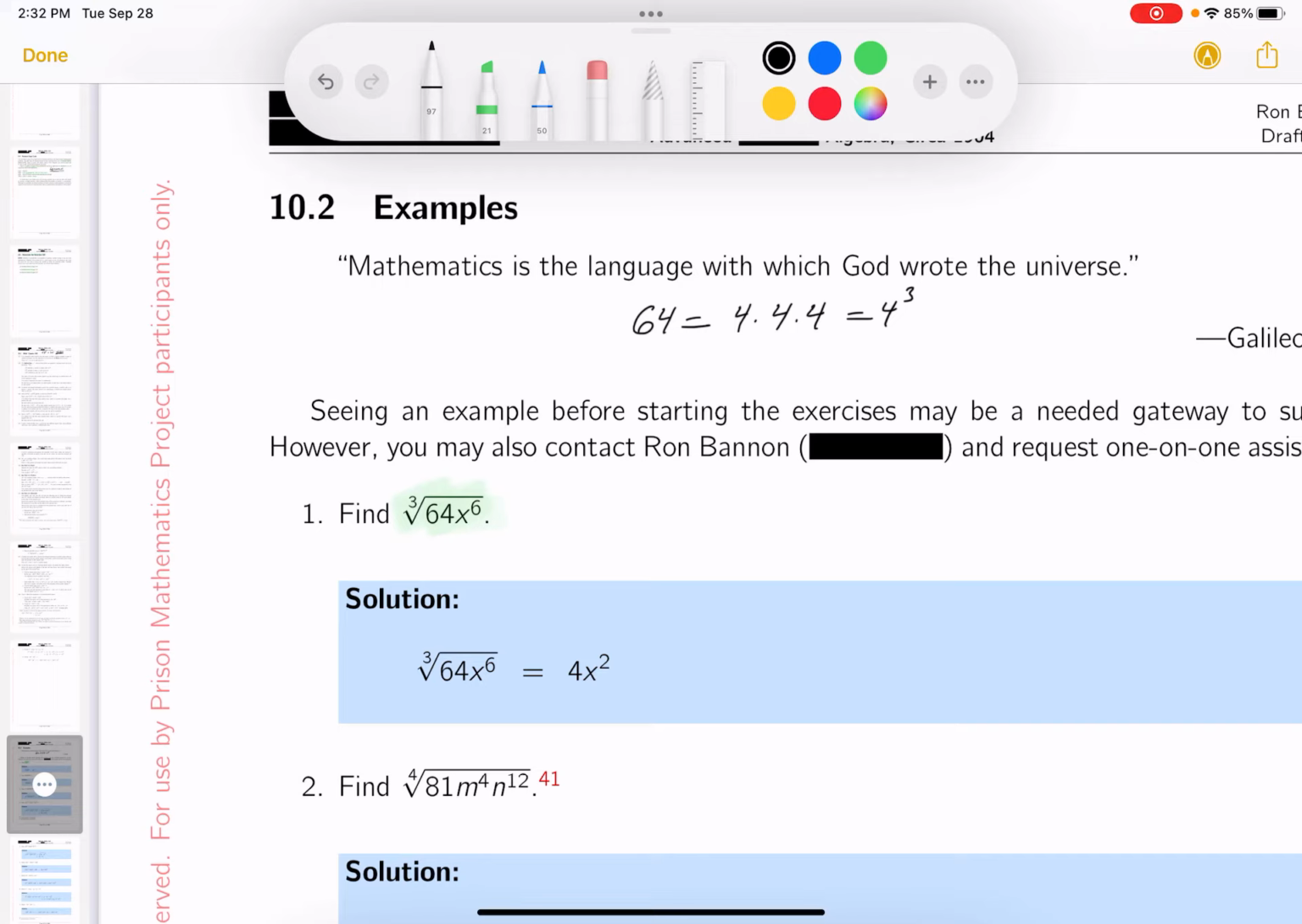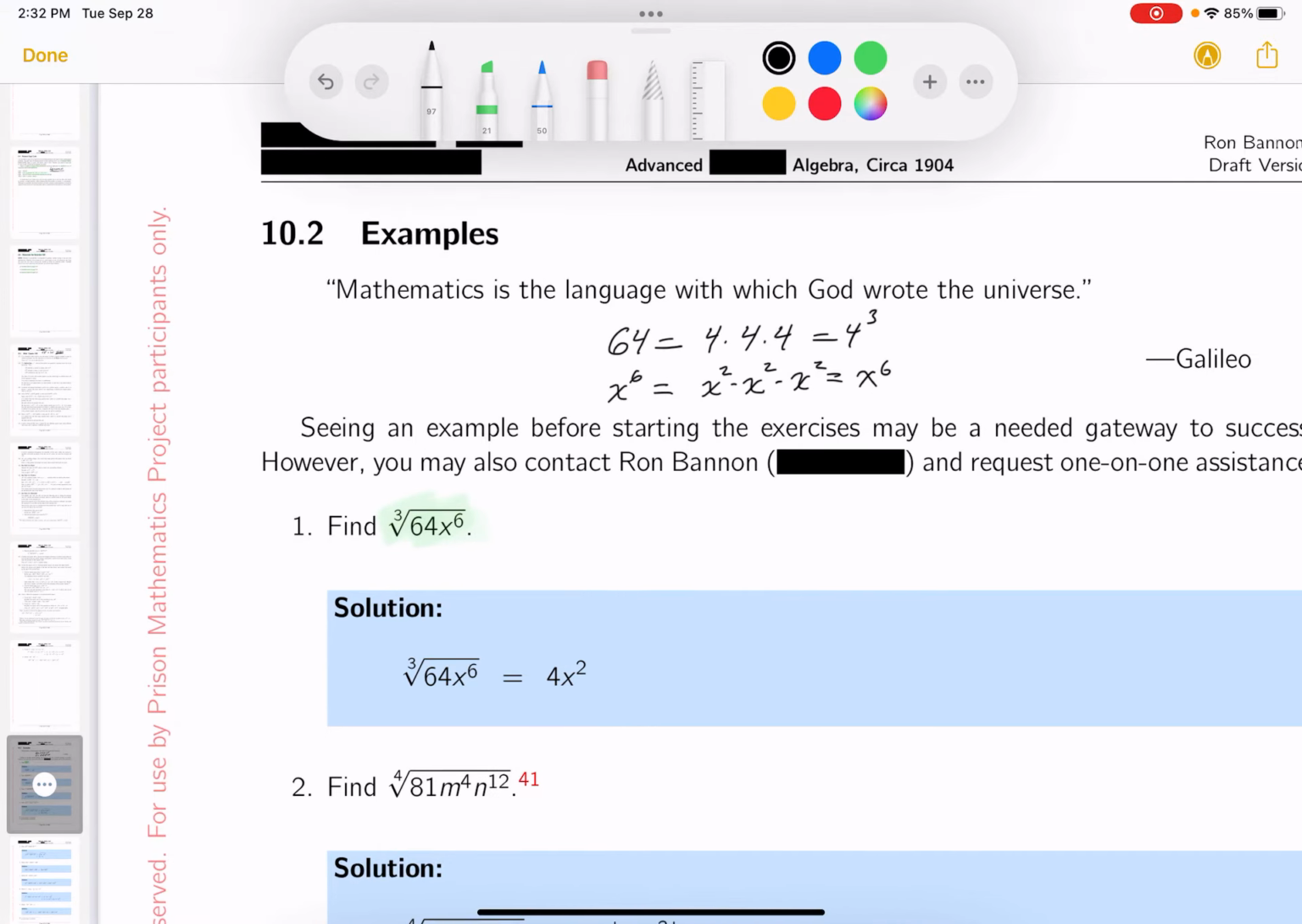And I'm going to say x^6 is also a perfect cube. And what's that going to be? x squared times x squared times x squared, which is x^6. All right? So what are they looking for? On a problem like this, they're looking for something raised to the third power. That would be 64. Well, I know what that is. That would be 4, because 4 cubed is 64. These are the perfect cubes up here.